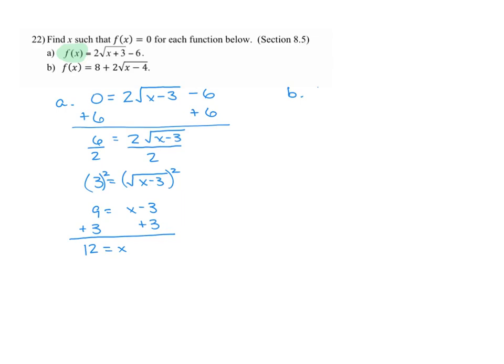Okay, let's look at B now. Again, I want to replace f of x with 0. We get 0 equals 8 plus 2 square root of x minus 4. To solve, we're going to go ahead and subtract 8 from both sides.